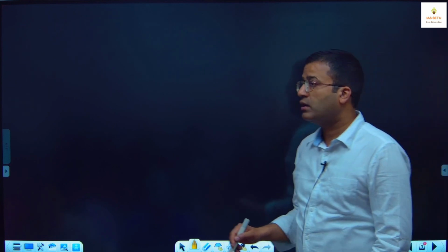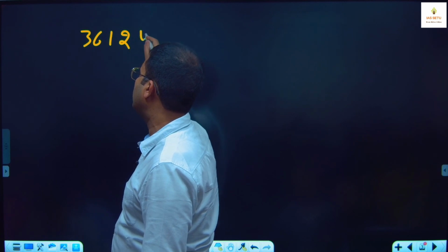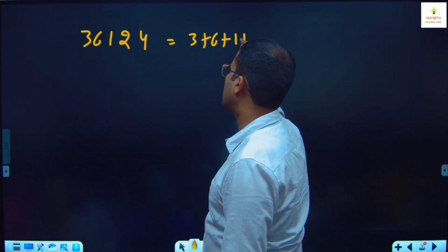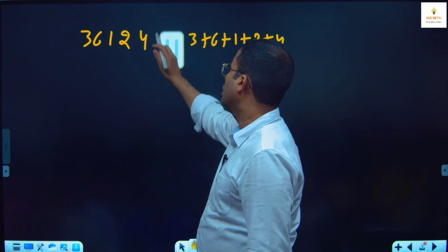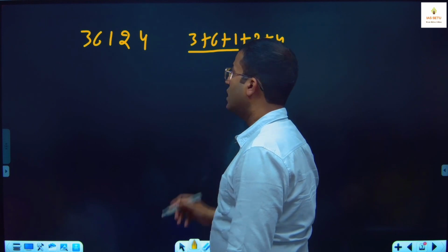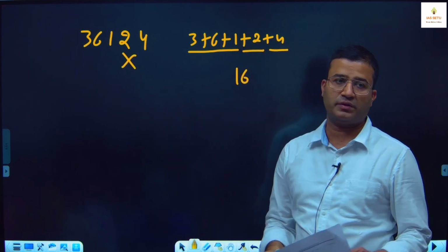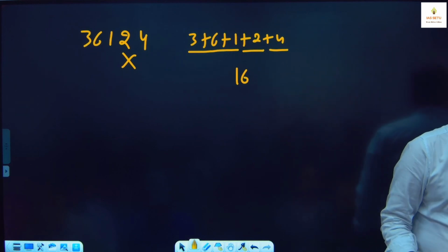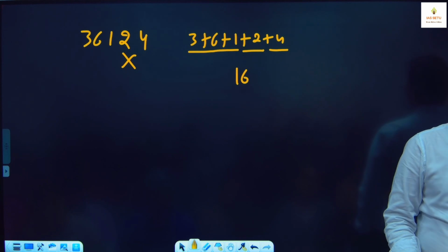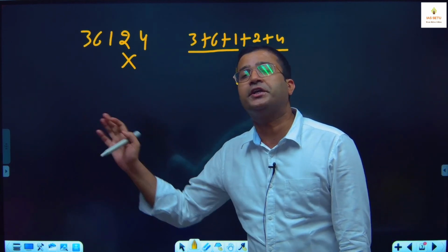Now here, for example, 36,124. So it is 3 plus 6 plus 1 plus 2 plus 4. So it is 3 plus 6, 9, 10, 12, 16. And 16 is not divisible by 3. So it means this number is not divisible by 3. If the sum of the digits is divisible by 3, it means the complete number is divisible by 3. If the sum of the digits is not divisible by 3, then we need the remainder.